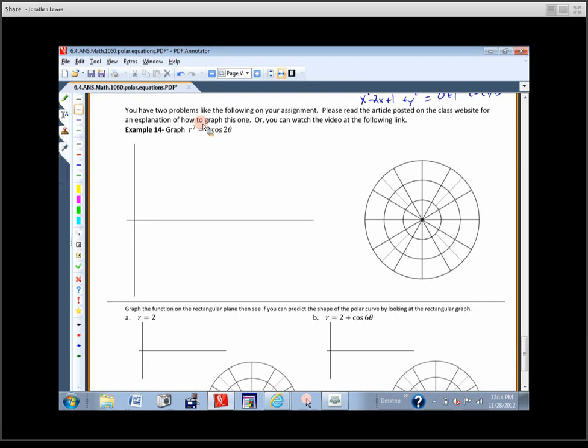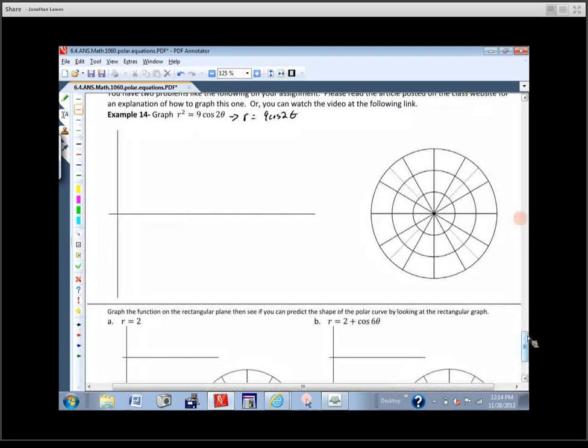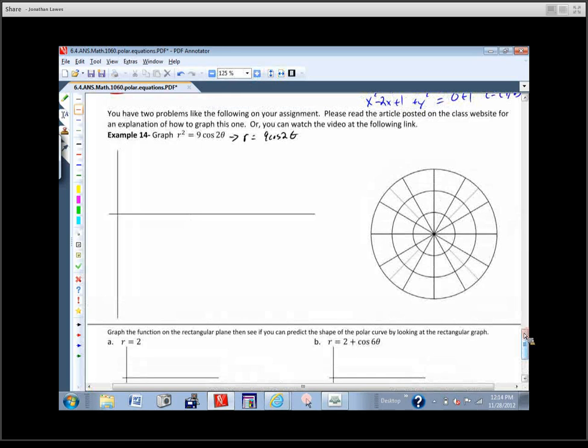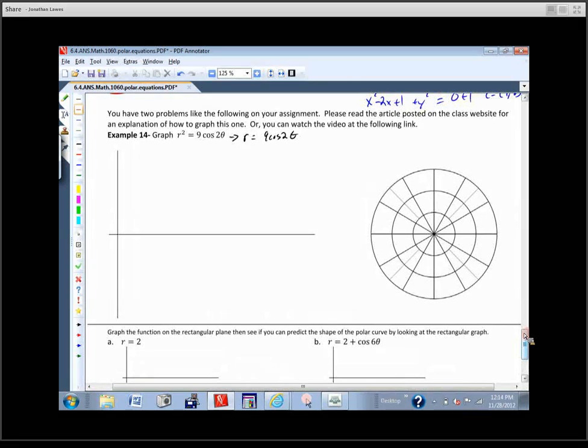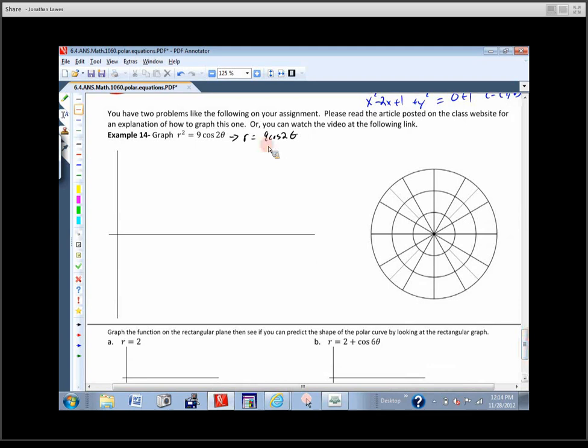We're going to use that graphing technique that we talked about earlier, but it wouldn't make any sense to have an r squared axis. Okay, that doesn't really make any sense. So what we're going to do for the time being is I'm going to take this and change it. I'm just going to graph r equals 9 cosine 2 theta. Everybody good with that? We'll take care of the square in just a second. So that means I've got an amplitude of 9. And what's the period?